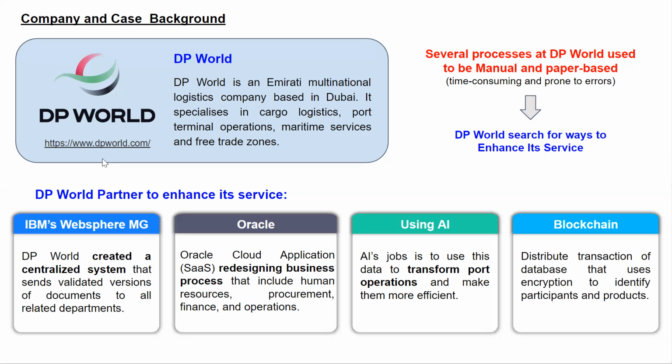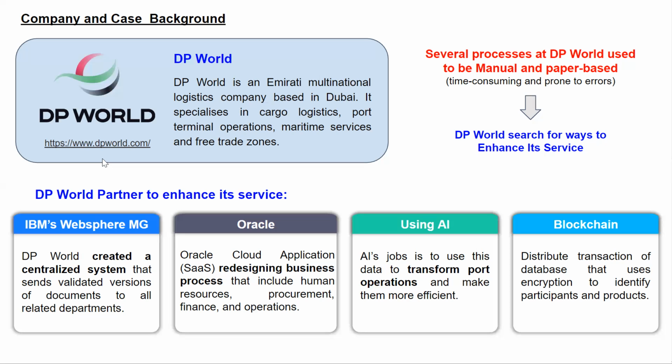First, they partnered with IBM WebSphere MQ. IBM WebSphere MQ helped DP World create a centralized system of data. Once they want to validate a version of data, they can go to IBM WebSphere and get centralized data. So the data is made harder to compromise.